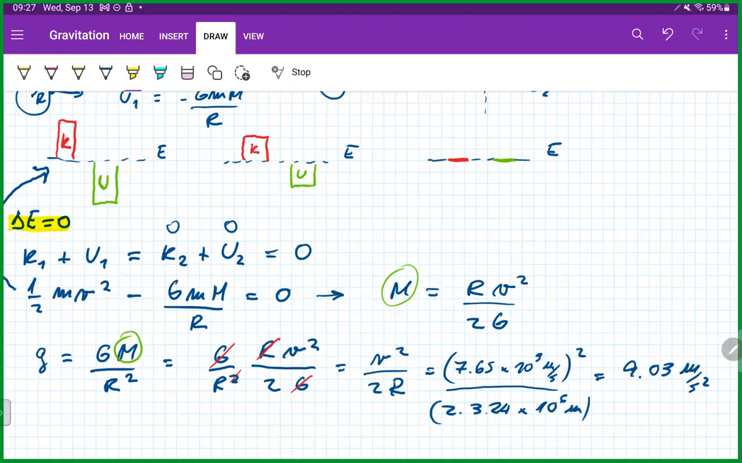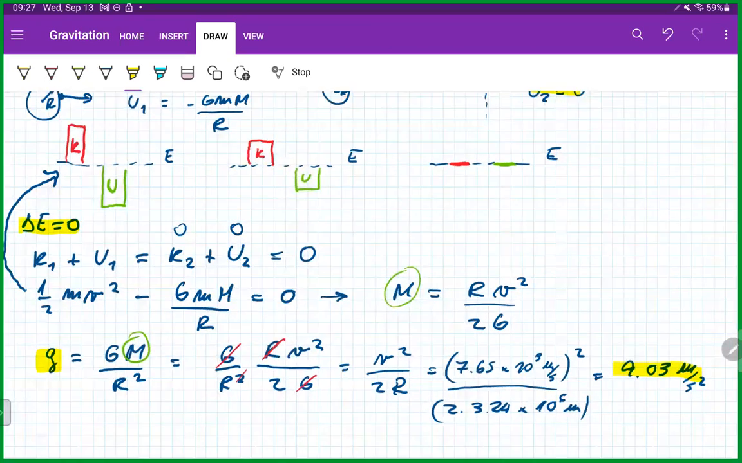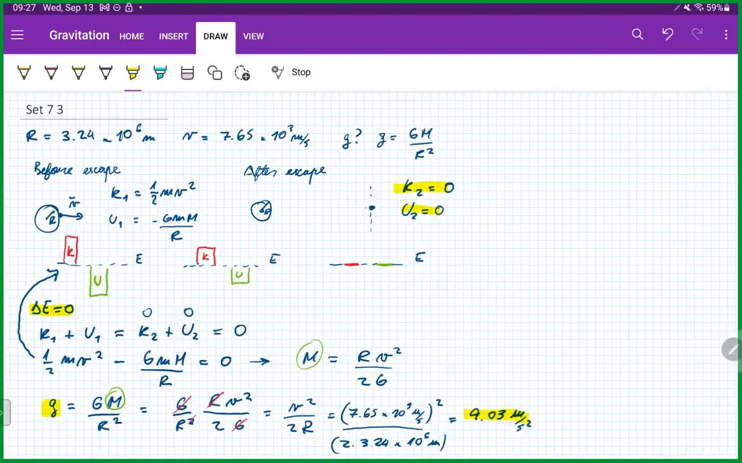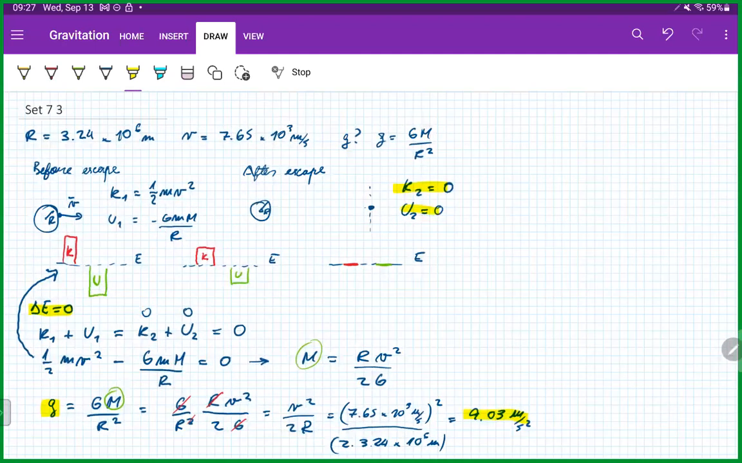All right. And that's what it's asking, right? It's the acceleration due to gravity, the gravitational acceleration on the surface of that planet. All right. Any questions about this one? Right.